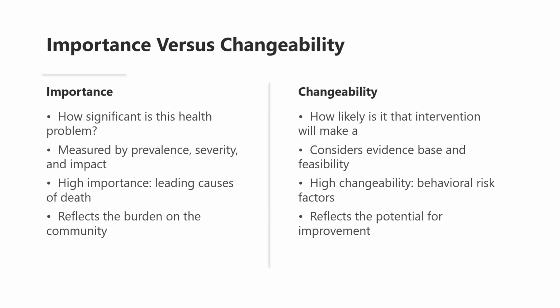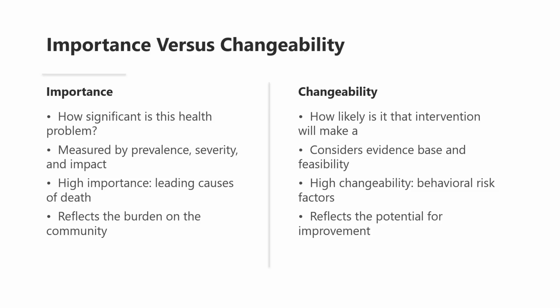The changeability dimension asks how likely it is that an intervention can actually reduce or prevent the problem. Changeability considers the strength of the evidence base, the availability of proven interventions, the degree to which the problem is influenced by modifiable risk factors, and the practical feasibility of implementing solutions. A problem is highly changeable when effective interventions exist and the primary causes are behavioral rather than genetic.